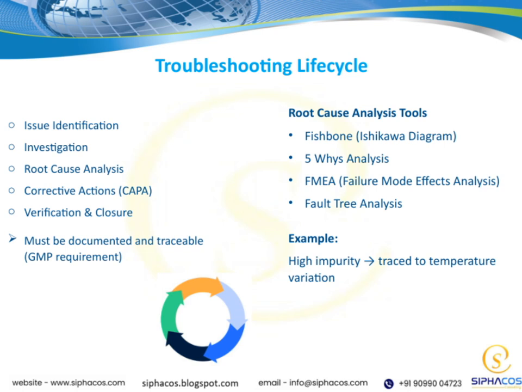Lastly, fault tree analysis is a top-down method that starts with a specific failure and works backwards to identify all possible causes. It's like constructing a logical map that pinpoints the root of a problem by analyzing various contributing factors. Remember, whichever tool we choose, documenting and traceability are essential, especially under GMP requirements, to ensure transparency and continuous improvement in our processes.